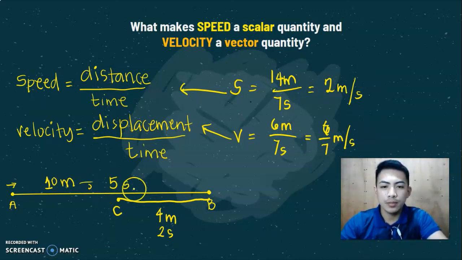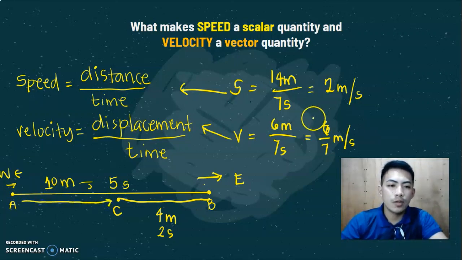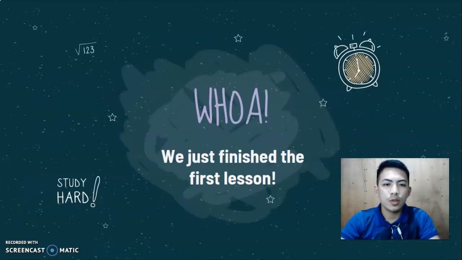So for example, in this direction, the direction is east, and it's logical to say the opposite side is west. So in this case, the direction of our velocity, the resultant direction, is not going toward A to C. That means our velocity is due east. So that is how you differentiate scalar and vector quantity.